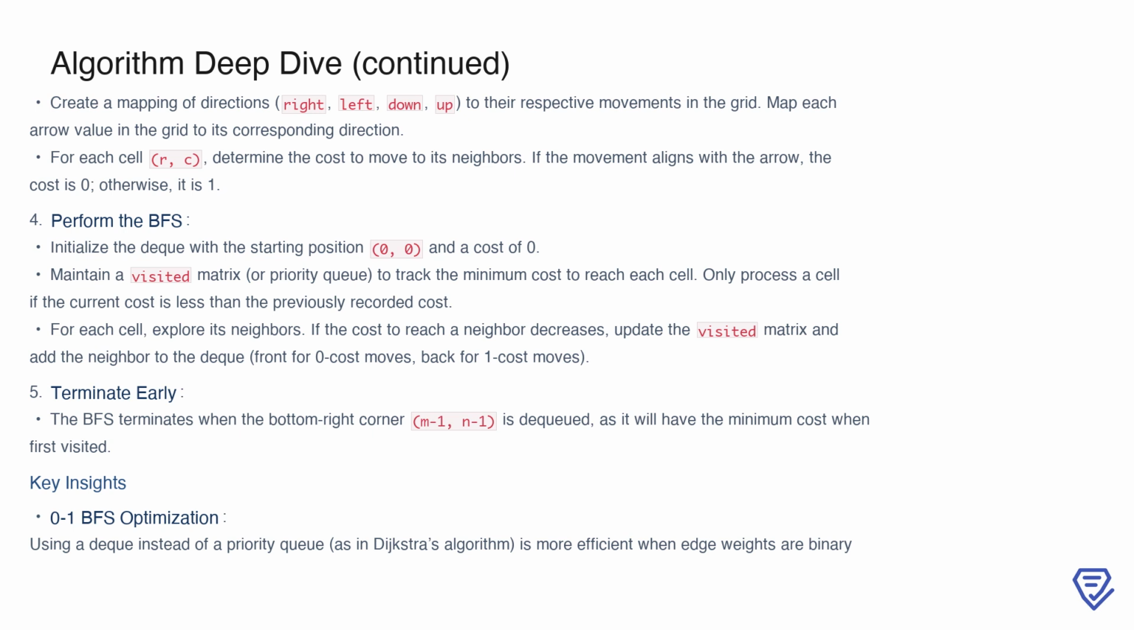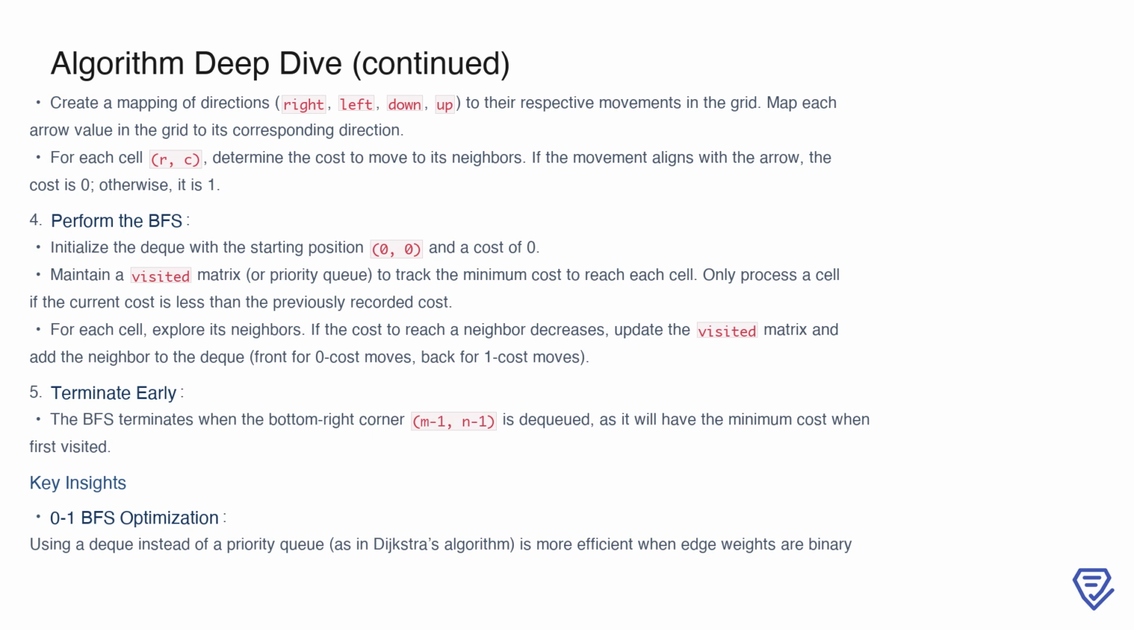To implement this, we begin by mapping the directions represented by arrows in the grid to their respective movements. For example, an arrow pointing right corresponds to moving one step to the right in the grid, and so on for left, down, and up. Each arrow in the grid is associated with these predefined directional movements. Once we've established this mapping, we can compute the cost to move from any given cell to its neighboring cells. If the direction of movement aligns with the arrow in the current cell, the cost is 0. Otherwise, moving against the arrow adds a cost of 1.